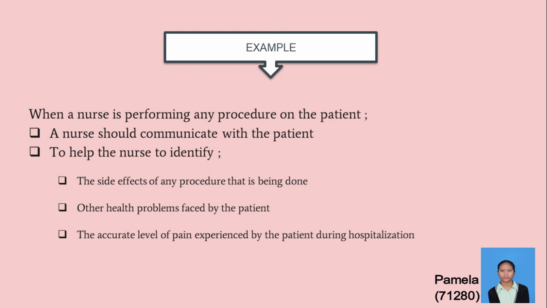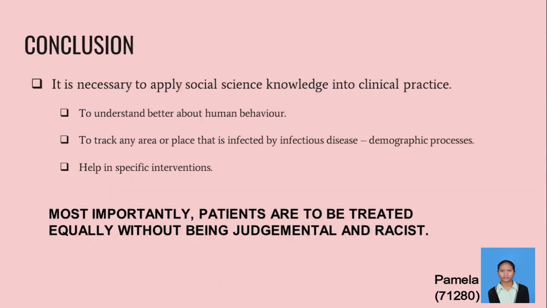To summarize all the slides just now, it is compulsory for the nursing students to apply their social science knowledge into the clinical practice. This is because they can have a better understanding about human behavior. Secondly, it can enable the nursing students or the nurses to track any area or place that is infected by infectious disease. For instance, the COVID-19 pandemic. Last but not least, it can help nurses to specify their nursing intervention when they are doing the procedure on the patient. And here's one friendly reminder.